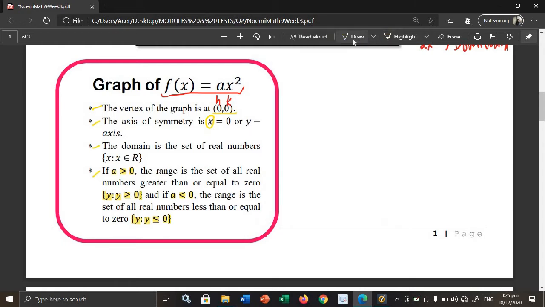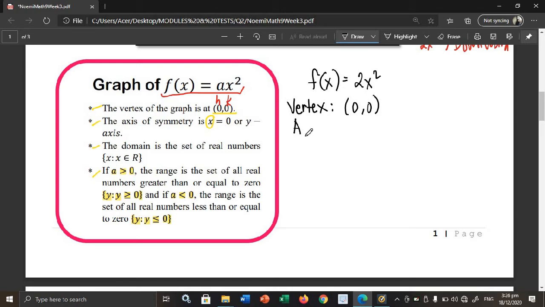So, how do we apply these characteristics? For example, magbibigay ako ng given. The given quadratic function is in this form. So, we have, let's say, f of x is equal to 2x squared. Of course, papahanapin ko una yung vertex mo. Okay? Ang vertex niya is always at the origin. 0, 0 po ang vertex niya.